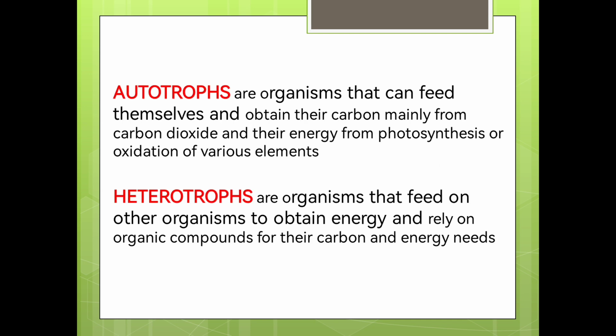Then we also have autotrophs and heterotrophs. Autotrophs are organisms that can feed themselves, meaning self-relying, and obtain their carbon mainly from carbon dioxide and their energy from photosynthesis or oxidation of various elements. Samantala, ang heterotrophs are organisms that feed on other organisms to obtain energy. So sa ibang organisms sila nakasalalay to obtain their energy, and they rely on organic compounds for their carbon and energy needs. So those are the autotrophs and heterotrophs.